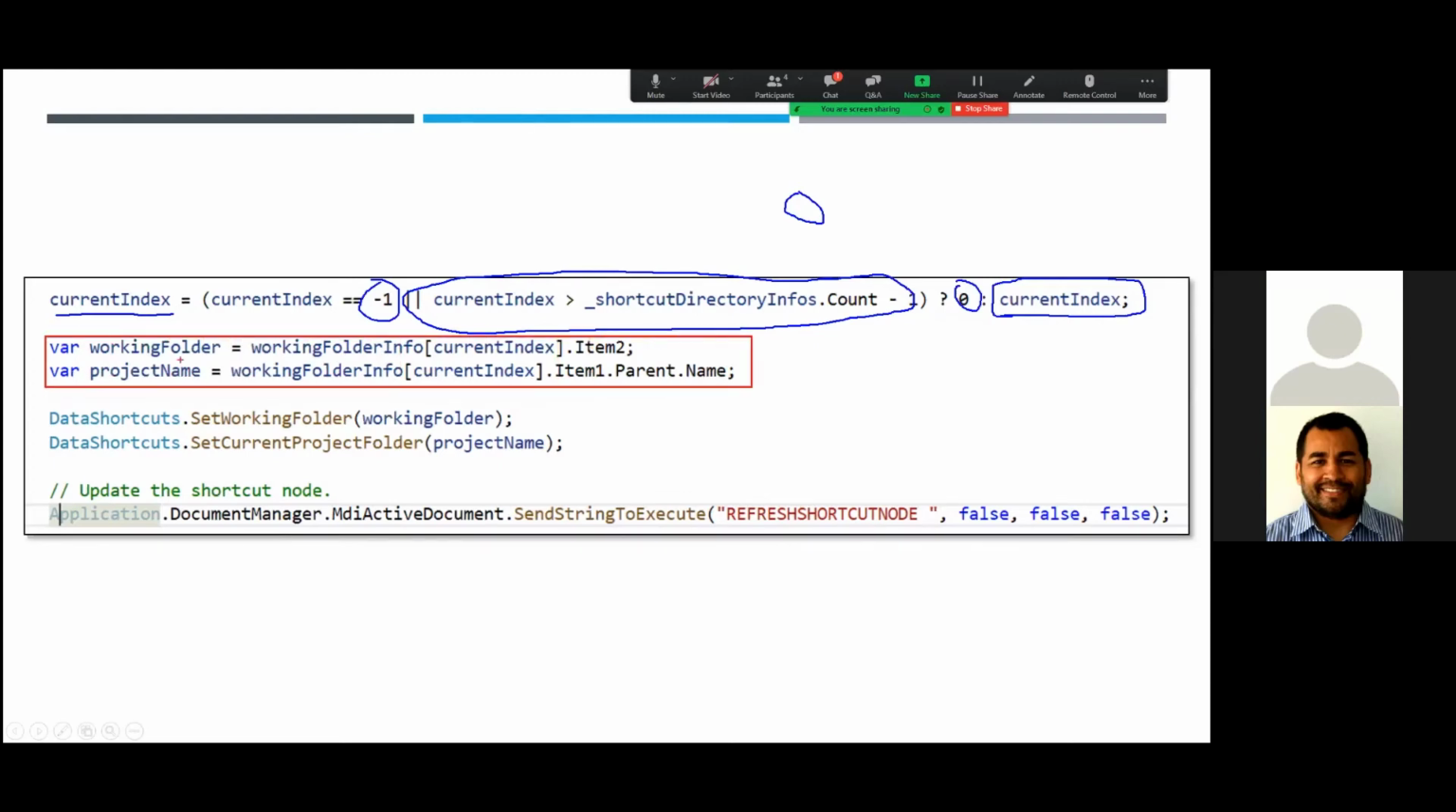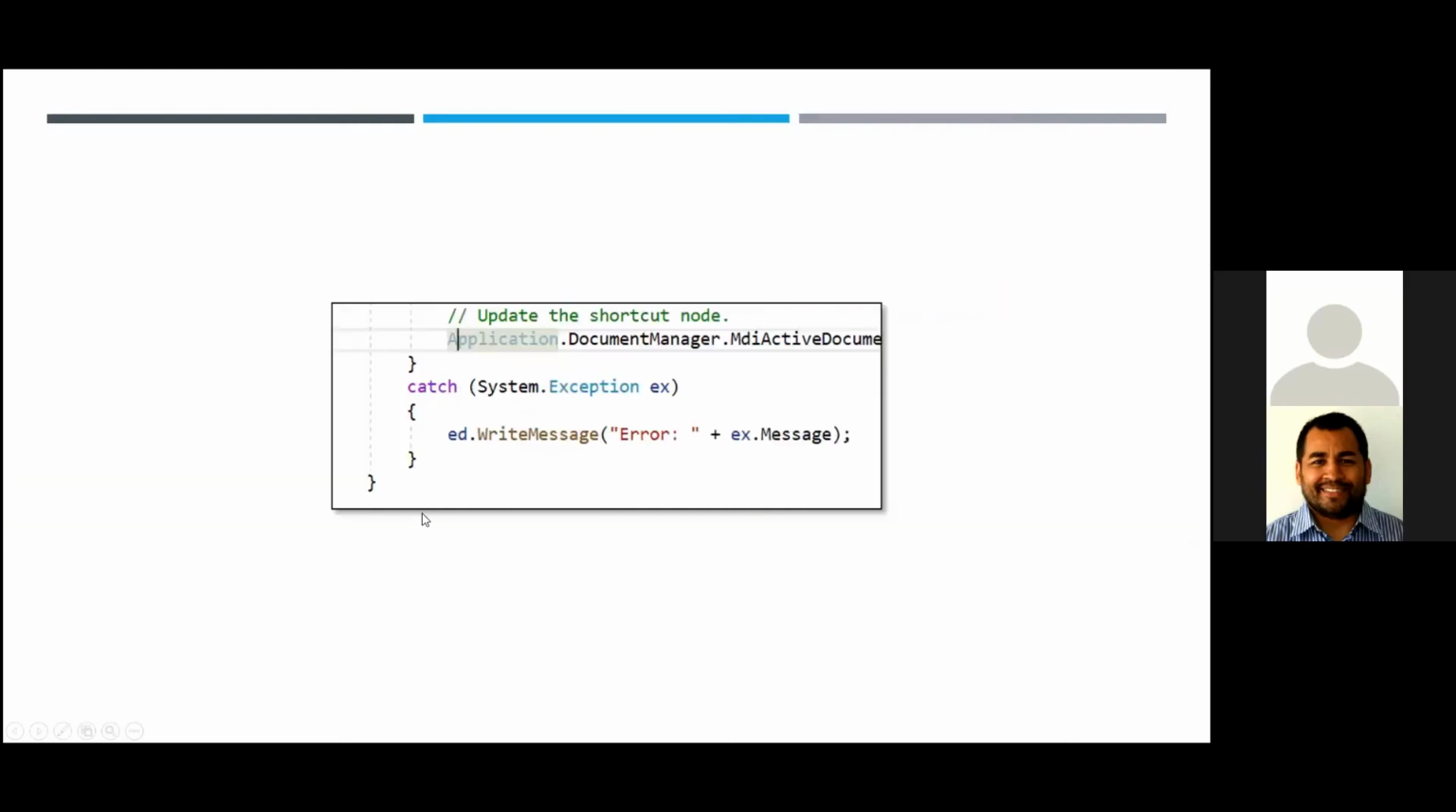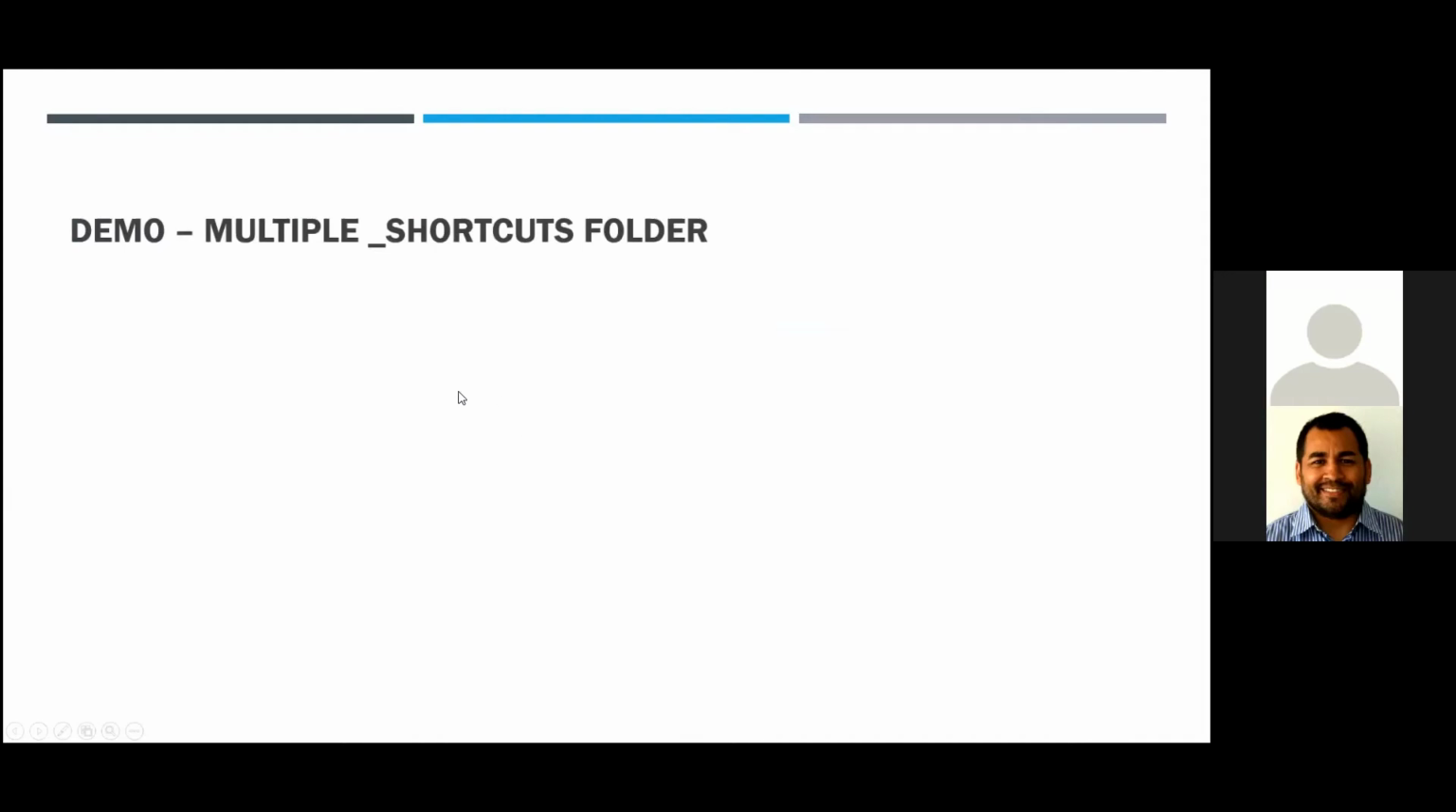So then I can get the working folder and the project name, just like I did earlier. Item 1 is the underscore shortcuts folder. The parent is the folder that contains it. And then the name of that folder is going to be the project name. So then I can set my working folder and my project folder and update the node. And then I have just a catch at the very end.